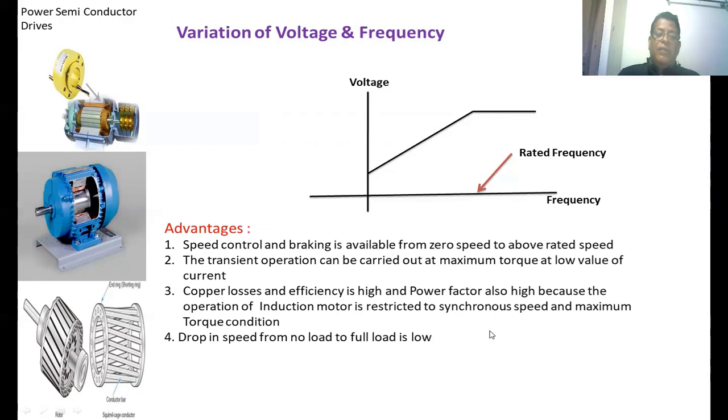V by F control of an induction motor has a lot of advantages. Speed control and braking are available from zero speed to above the rated speed. The transient operation can be carried out at maximum torque with a low stator current. The copper loss will decrease, and the efficiency of the induction motor will increase. The power factor will also increase because we are restricted to operate the induction motor between the synchronous speed and the maximum torque condition. The drop in speed from no load to full load is low.